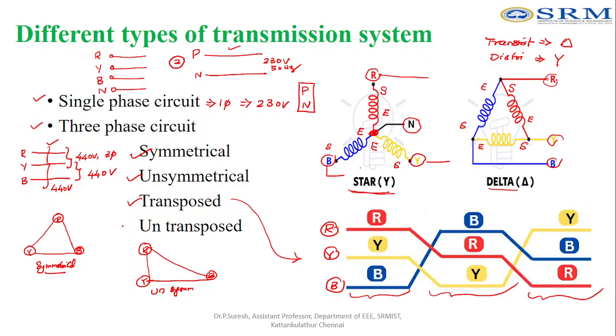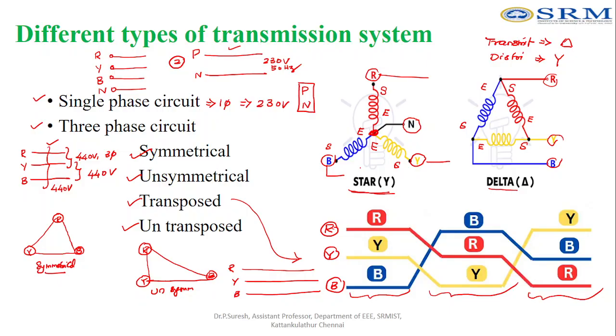And coming to the untransposed system, there is no change in the conductors. When the conductor is running for a particular distance, there is no change in the position. So R, Y, and then B. It is not going to be changed. Okay. So there are different types of three-phase circuit: symmetrical, unsymmetrical, transposed, and then untransposed. These are the different types of systems available in the power system.